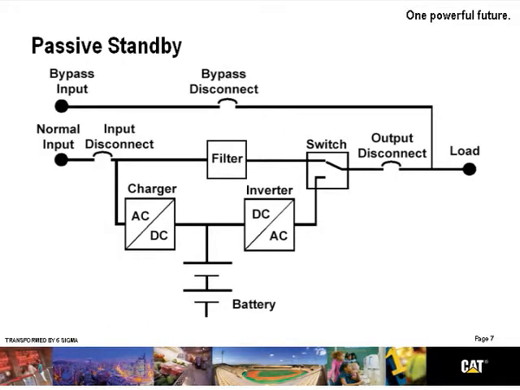So let's take a look at what this looks like more in a one-line type diagram. The normal power path for a passive standby UPS would be through its input disconnect, through the filter, into the output switch. A portion of that input current is going to be brought down, converted from AC to DC, so that we can keep a nice charge on our batteries. When presented with a power outage, the UPS will switch over, draw power from its battery, convert that DC to AC, and out through the output switch it goes.